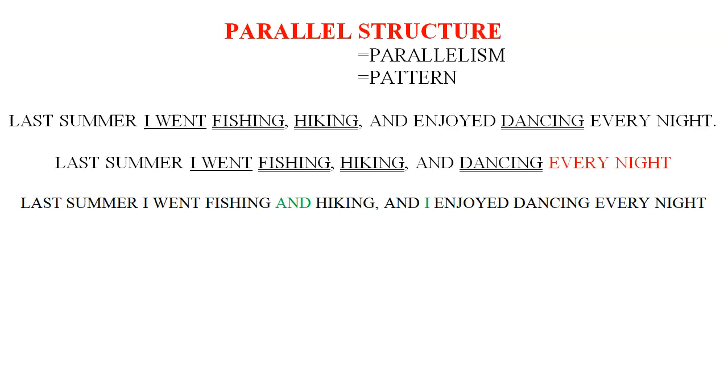Notice how I changed the list of "I went" verbs to just the two items of fishing and hiking. By doing this, and by adding the subject, I can let "enjoyed" control its own verb. By changing the sentence in this way, I've made two verbs that parallel each other. I hope this example will help you practice parallelism in your work.